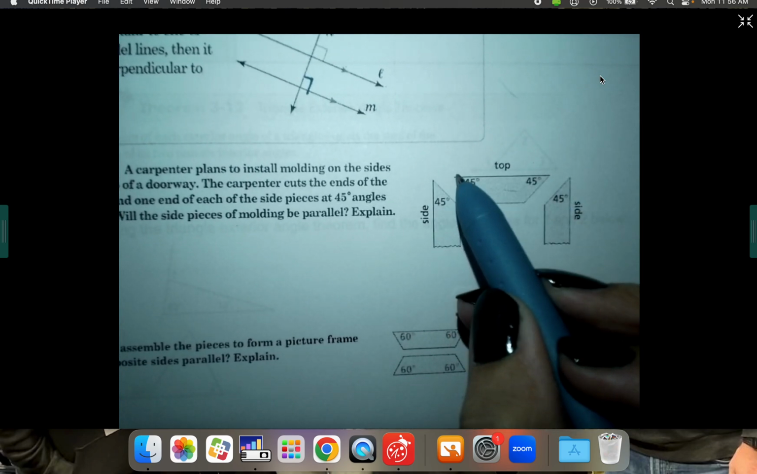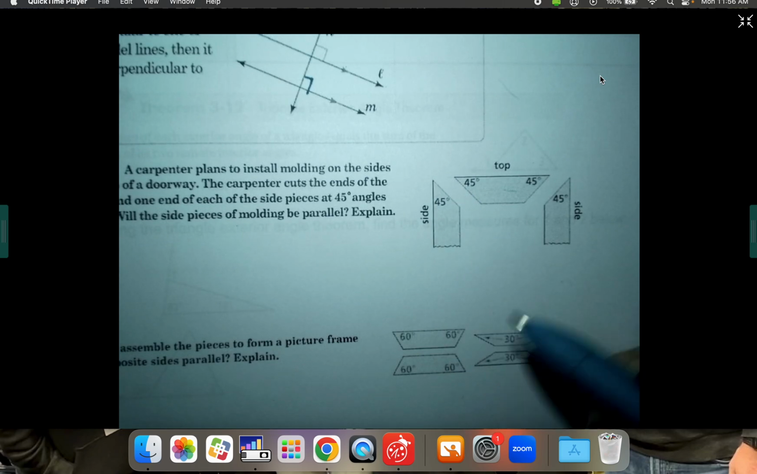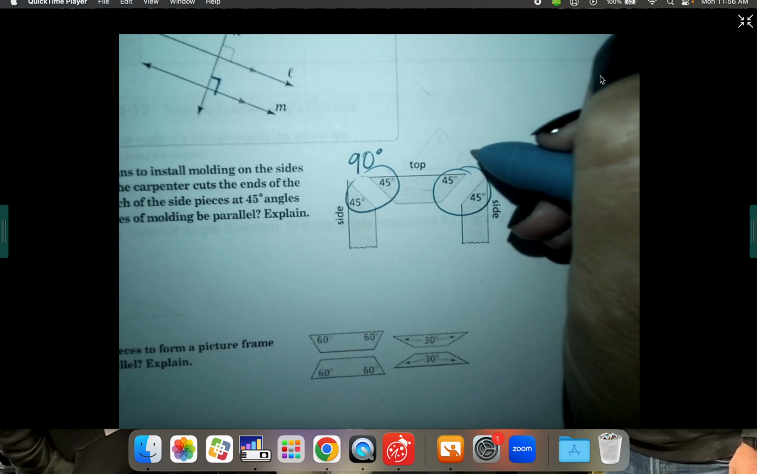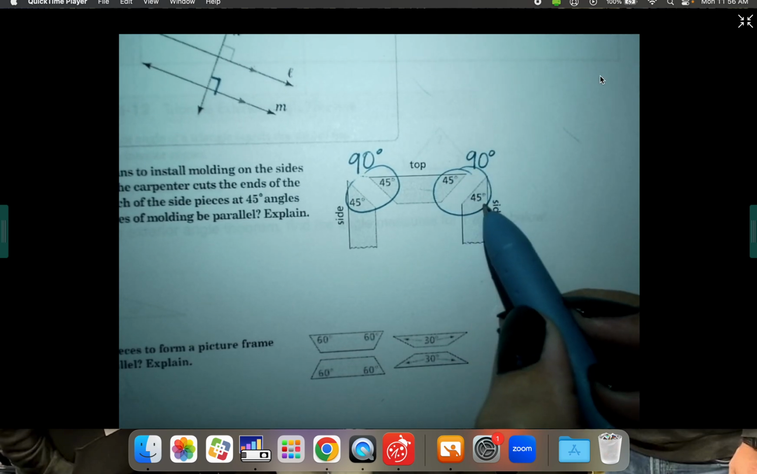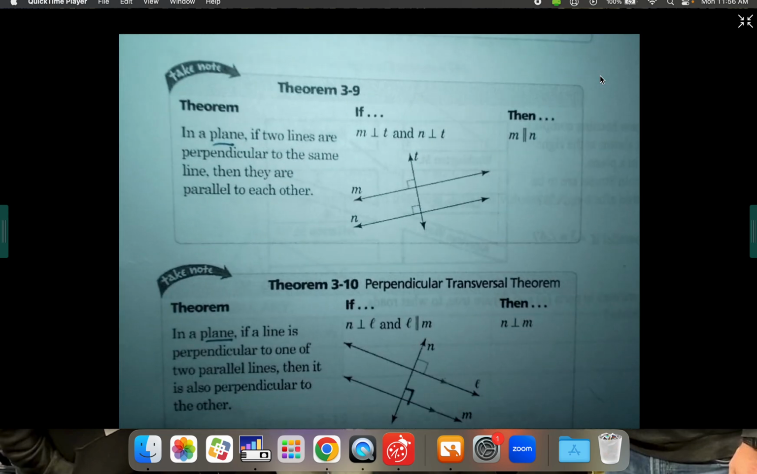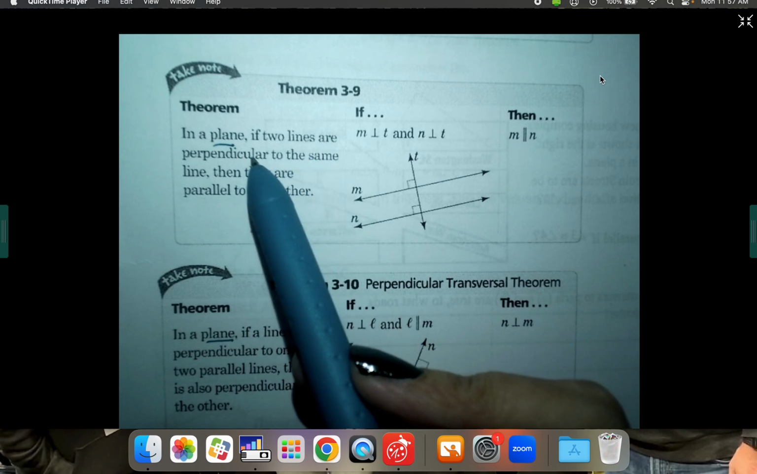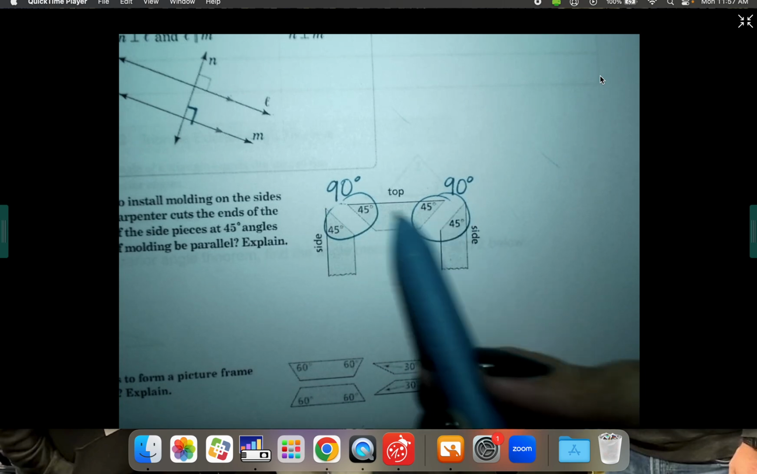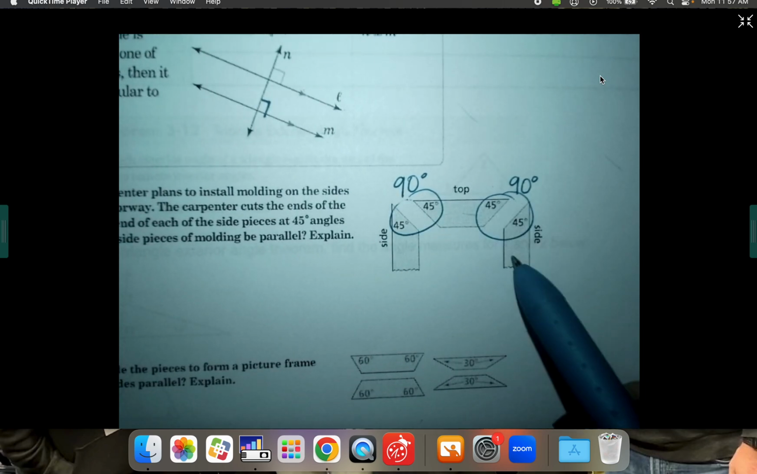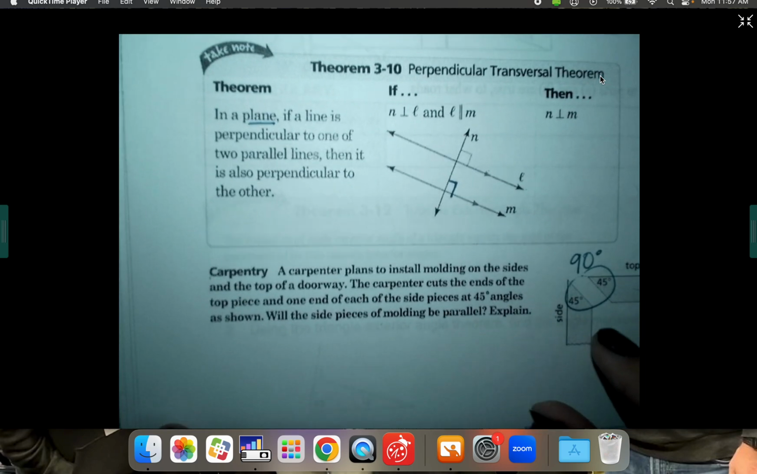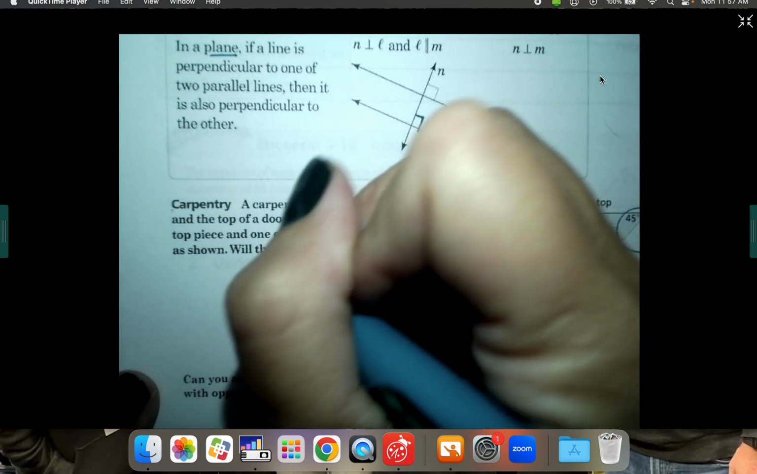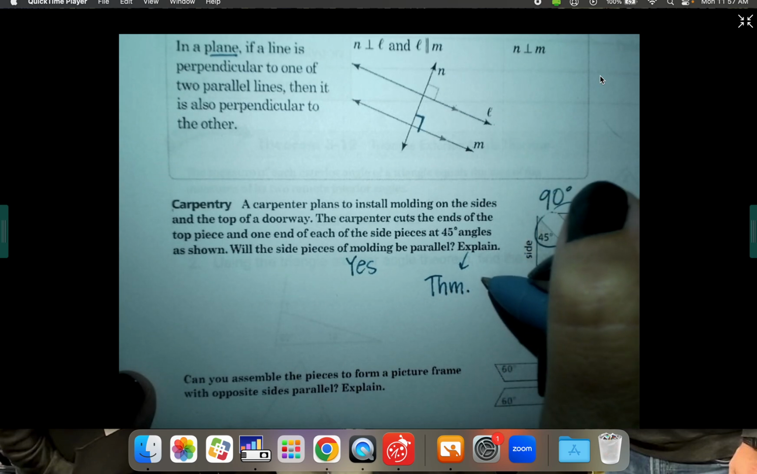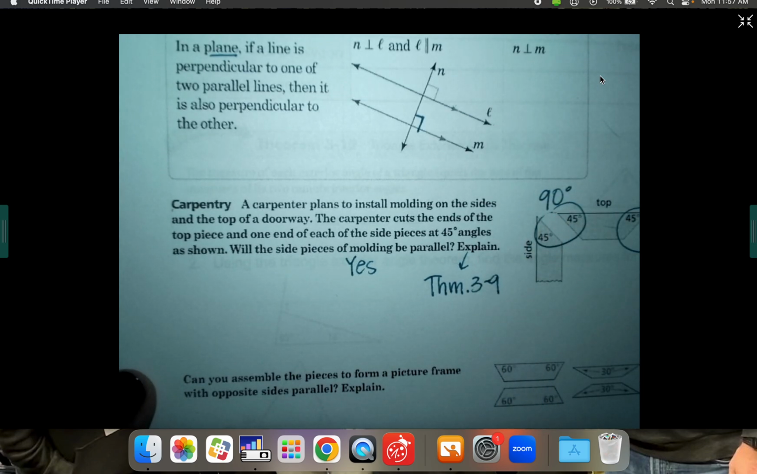So if you put together the two corners that are 45 and 45, that would make a 90-degree angle. And same thing here. These would also be 90 degrees when you put together 45 and 45. So based on our theorem that if two lines are perpendicular to the same line, then that means they are parallel. So I'm just going to put theorem 3.9 here for my explanation, but this is a yes. But again, you can go up and double check why that is.